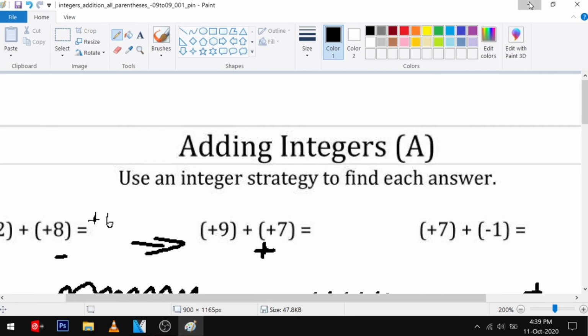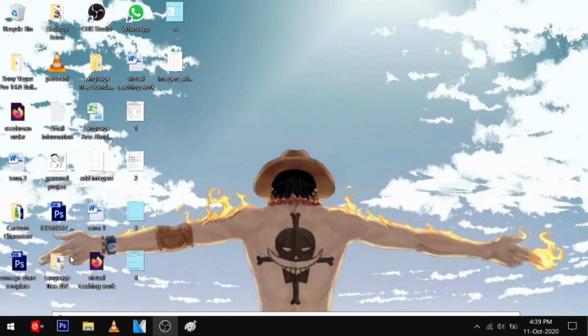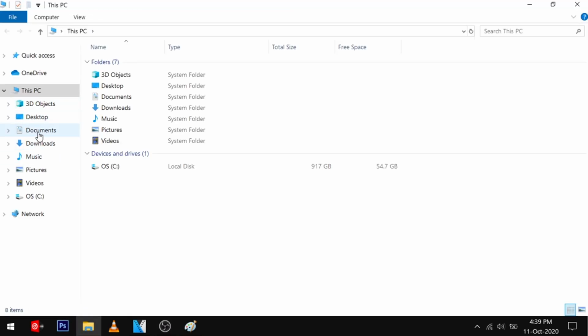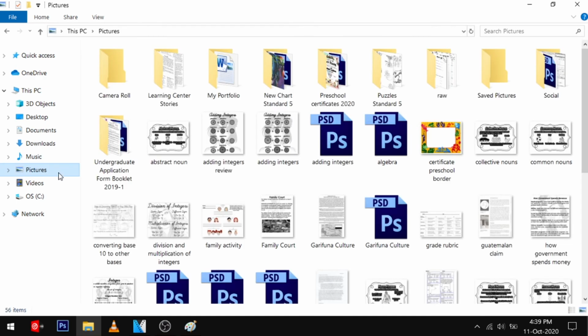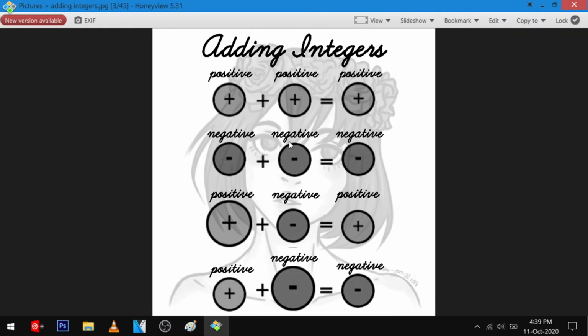All right, and behind all of this, again, I want to express that there are four simple rules for you to follow in adding integers. Positive plus positive equals positive. Negative plus negative equals negative. A big positive number plus a small negative number equals positive. A small positive plus a large negative equals a negative number.